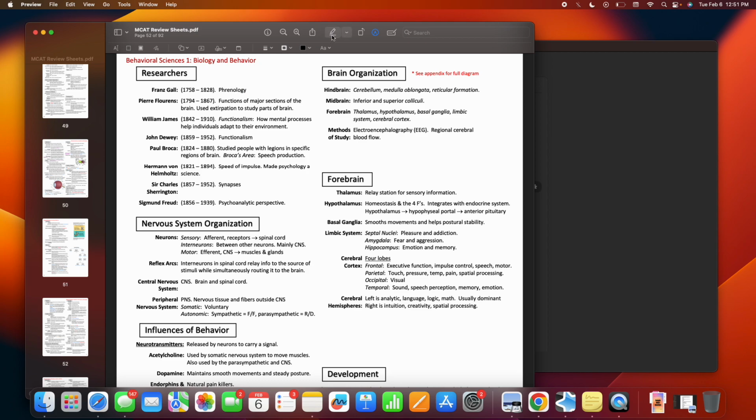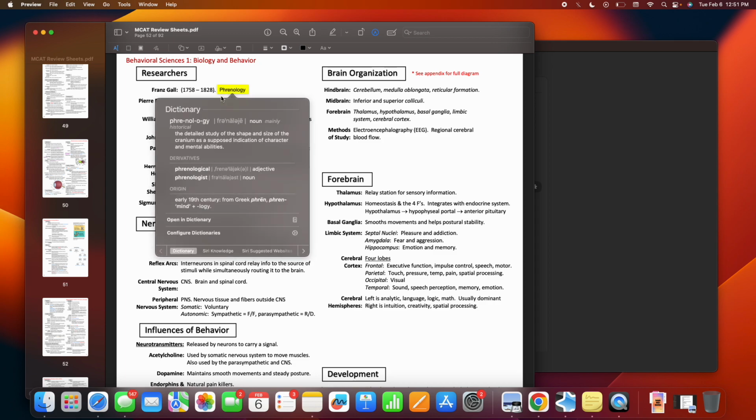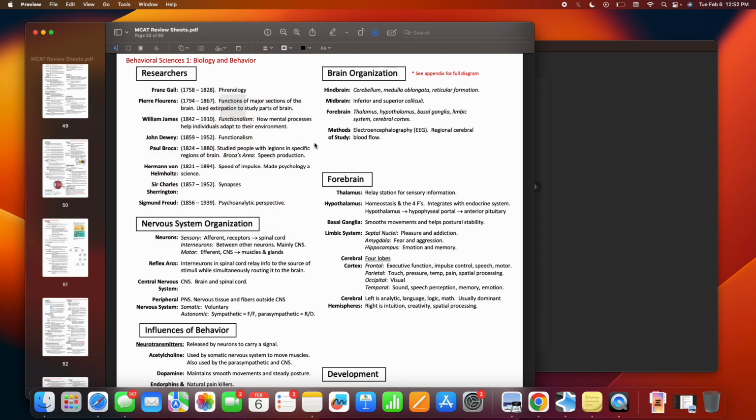Now, what is phrenology? Let's see. A detailed study of the shape and size of the cranium, so your skull basically, as a supposed indication of character and mental abilities. So this guy studied your head, skull, brain in hopes of trying to come up with ideas or hypotheses or theories about your mental abilities and your characteristics.